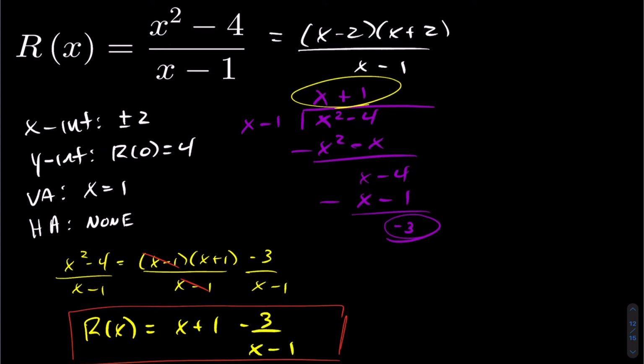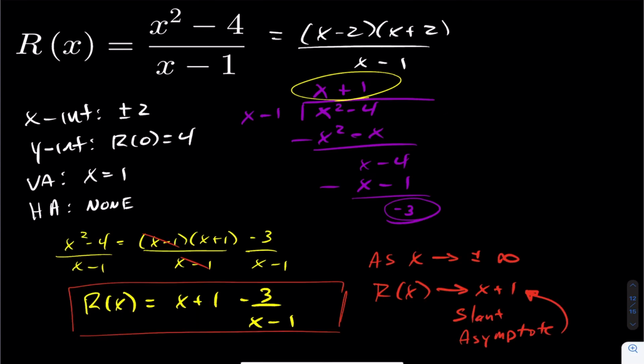So now you can see here with this decomposition, as x gets infinitely large or infinitely small, once again, we have the property that, in this case, the negative 3 over x minus 1 will approach 0, leaving us again with our rational function approaching x plus 1. So as x gets infinitely large or infinitely small, our rational function will approach x plus 1, and this is our slant, also known as your oblique asymptote.